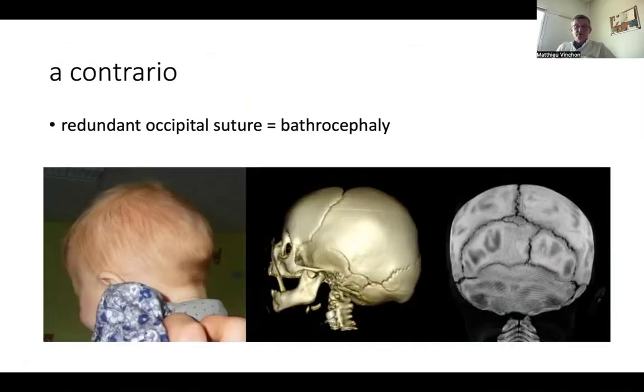This is a counterexample of a normal variant which is named batrocephaly, when we have a redundant occipital suture. As you can see on the CT scan, we have a Mendosal suture which are joined in the midline. So it acts as a supplementary occipital suture, and you see the very typical pointed occiput, which has to be differentiated from scaphocephaly, because obviously the parietal region is well formed, so it's not a scaphocephaly, it is batrocephaly. So it is the opposite, if you want, of lambdoid synostosis.